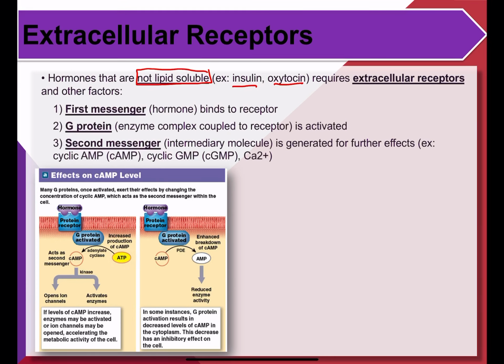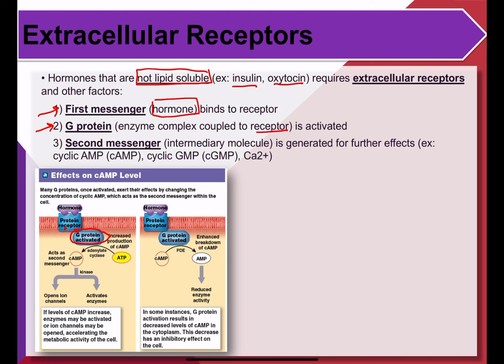Okay, so similar to what we have seen in the special senses chapter last semester, the endocrine pathway for extracellular receptors will require three things. You need a first messenger, which is the hormone itself, to bind to the receptor. You need something called a G protein. Usually it's some sort of enzyme complex that is coupled to the receptor. You see how this is a G protein, and that is what coupled means: it is stuck together with the protein receptor. So when the receptor gets activated, it also activates the G protein, because they are physically touching each other, and that's why hormone binding to the receptor can trigger activation of the G protein.